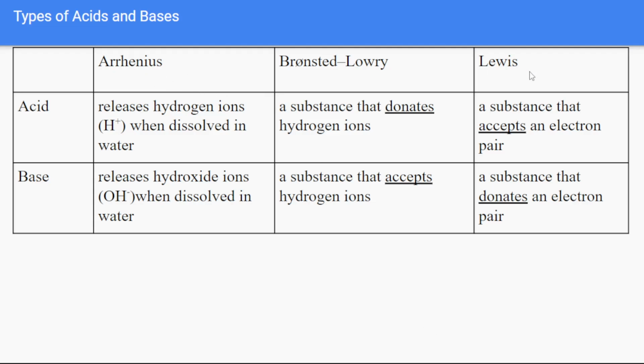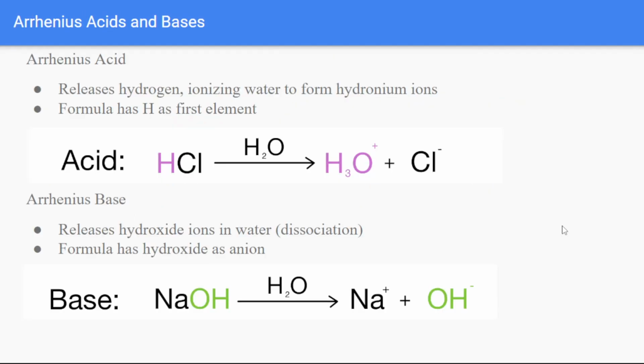Three different types of acids and bases: Arrhenius, Bronsted-Lowry, and Lewis. Arrhenius acids release hydrogen ions. Arrhenius bases release hydroxide, so H plus versus OH negative. Bronsted-Lowry acids donate hydrogen ions, and we just say protons. And then Bronsted-Lowry bases accept hydrogen ions or protons. Lewis acids accept an electron pair, but Lewis bases donate an electron pair.